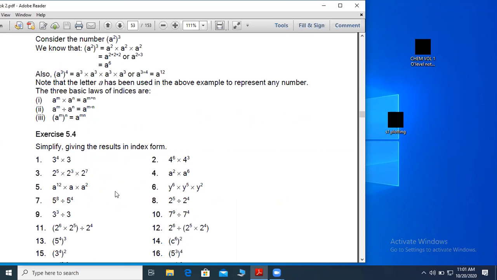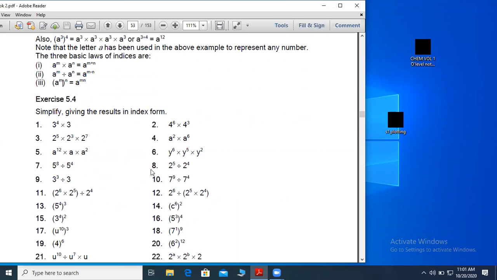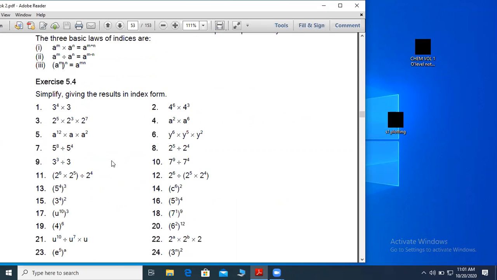So this is the assignment that I'm going to give you. I'm going to choose for you some work to do from this assignment and tell you. So for example, by the way, if they write only 3, it means the power of 3 is 1. Get that? If they write 3 and they don't put the power, it means the power is what? 1. So this is 3 to power 4 times 3 to power 1.